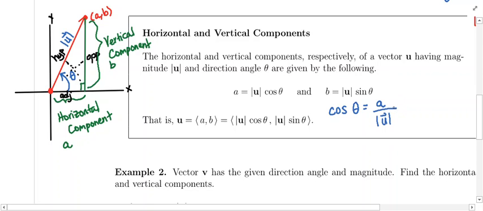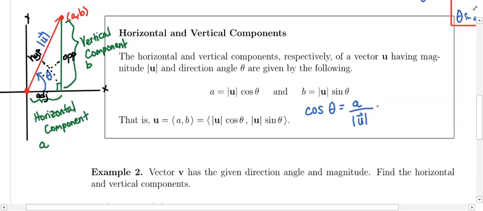Okay, so like I said, we'd be given the direction angle, so we could plug in for theta, so we could compute the cosine of theta, and we'd also know the magnitude of u, so this denominator would just be some number, so we could solve for the unknown, which is A, the horizontal component. All I have to do is multiply both sides of the equation by the magnitude, and that's going to tell us that the horizontal component A, you can get that by taking the magnitude of the vector and multiplying it by the cosine of the direction angle.